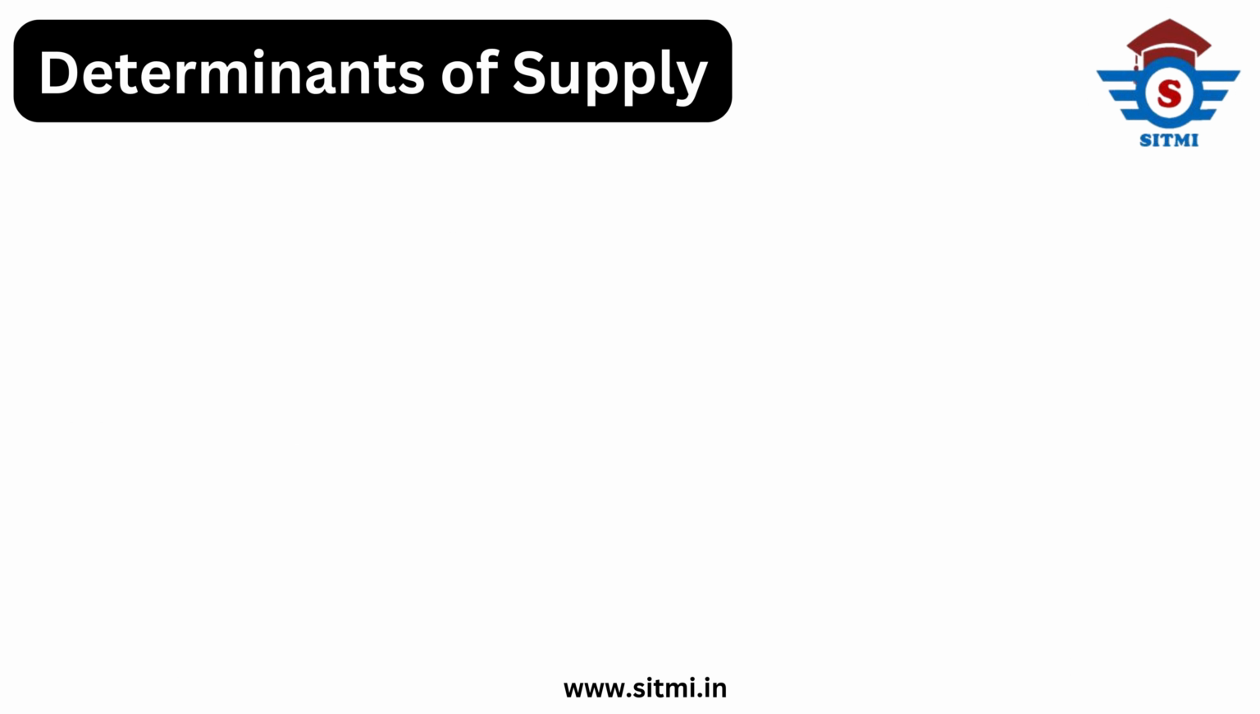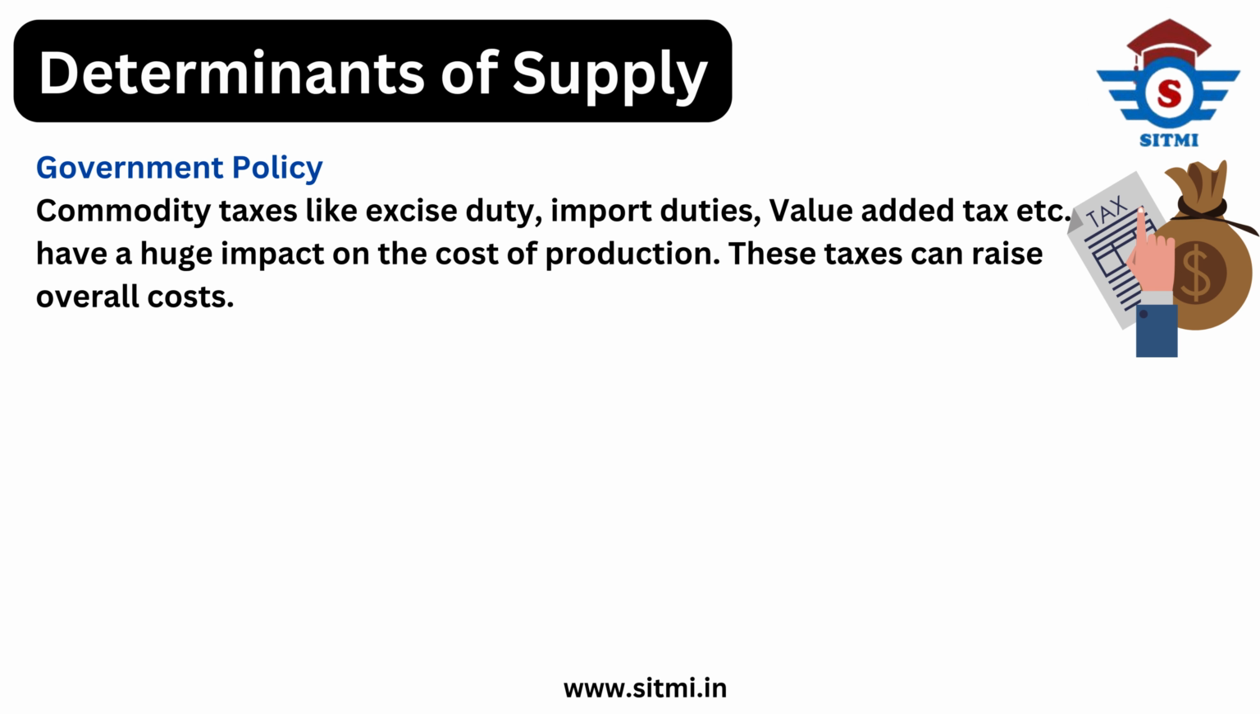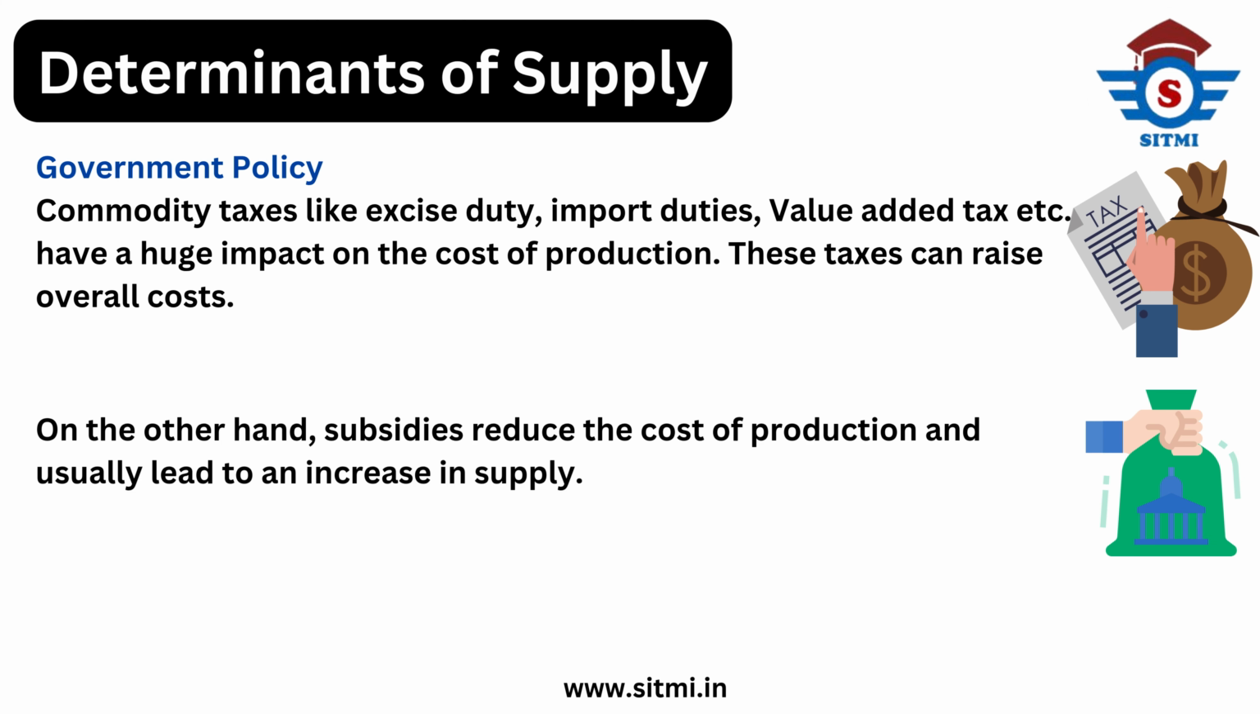Then the next determinant of supply is government policy. We all know that each product has multiple taxes that are defined by the government, like excise duty, import duties, goods and services tax, value added tax, and all these taxes have a huge impact on the cost of production, and these taxes can actually influence the supply of a particular product in the market. On the other side, if the government gives subsidies to certain products or factories, then that will have an impact on those particular products' supply in the market.